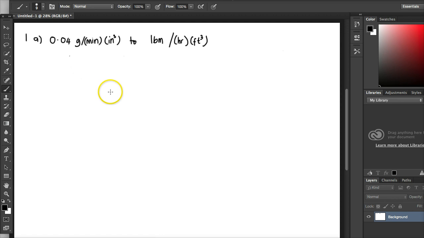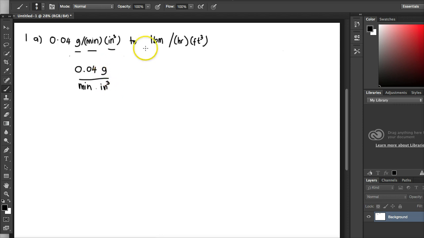This is question 1A, and the question is to convert from gram per minute cubic inches to pound, hour, and cubic foot. So we have mass, time, and volume. To answer this, we have to write it down first. So it's 0.04 gram per minute and cubic inches.